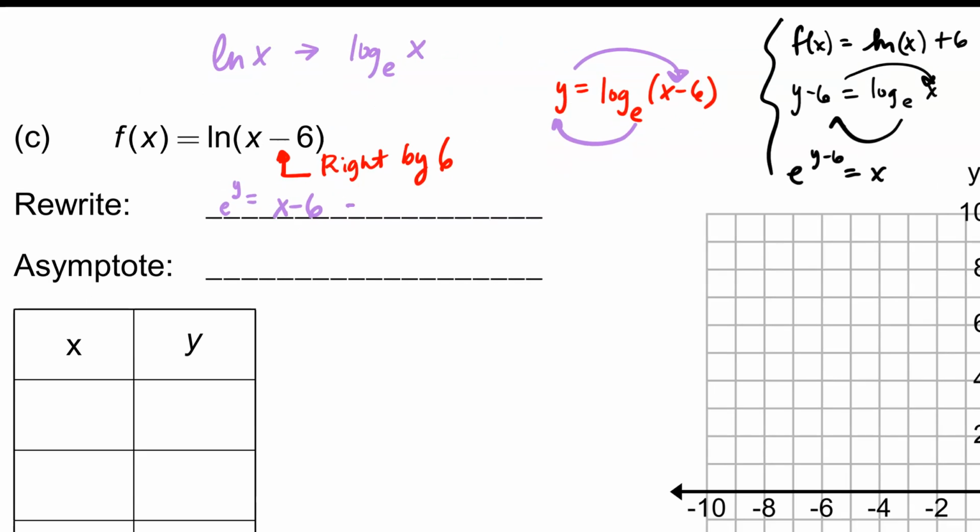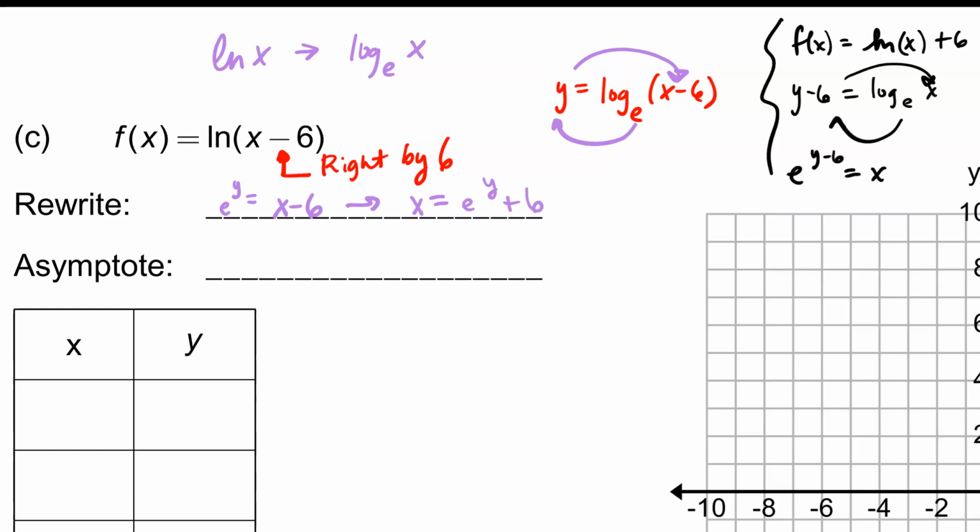Okay. So over here, I want to get x by itself. So I have x is equal to e to the y plus 6. Okay, was that your question? No. Okay. Cool. So we rewrote it in terms of an exponential, right? It's x is equal to blah, blah, blah. Where's our asymptote?